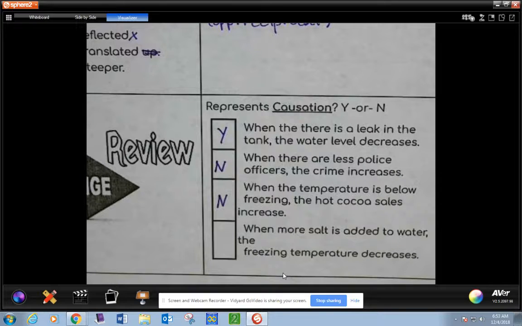Okay, for the last one, when more salt is added to water, the freezing temperature decreases. So the way for me to explain this, and this is where you need to know your science: think about whenever it's getting ready to ice or sleet in Wichita Falls, and you go out driving and you see those lines on the road, which they call brine. They put that brine out on the road because it has salt in it, and that's supposed to help prevent the road from freezing over. So salt actually does make the freezing temperature decrease. So like it makes it harder for it to freeze.